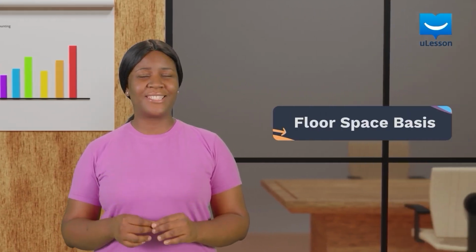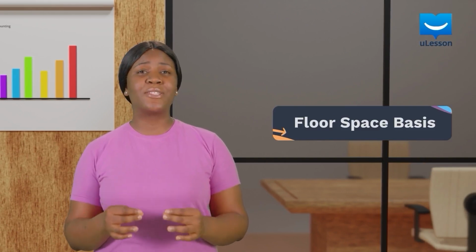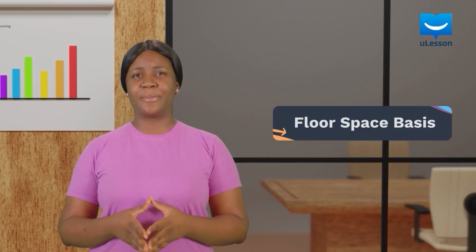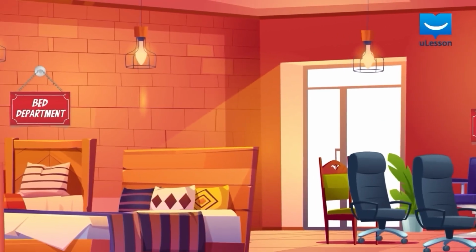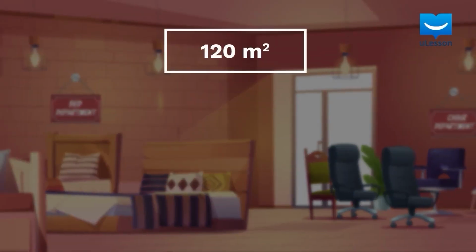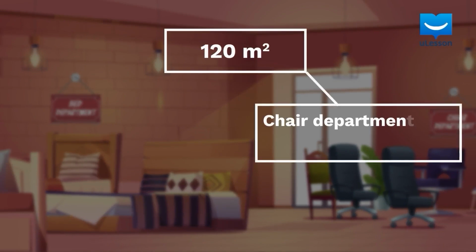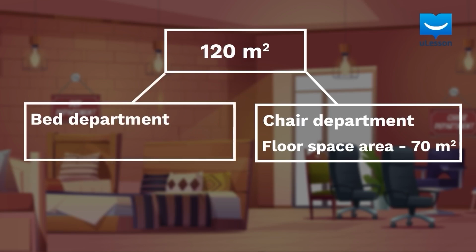For the floor space basis, expenses are shared on the basis of the space taken up by each department. For example, if the shop space area is 120 meters square and the chair department takes up 70 meters square, while the bed department takes up 50 meters square, then the bed department would have been apportioned more expense because it has a higher floor area. This basis is usually used to share expenses such as rent, insurance, painting, and decoration.